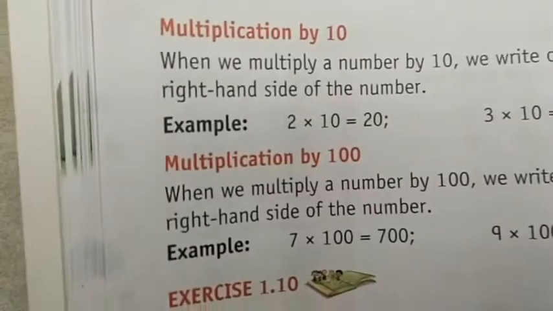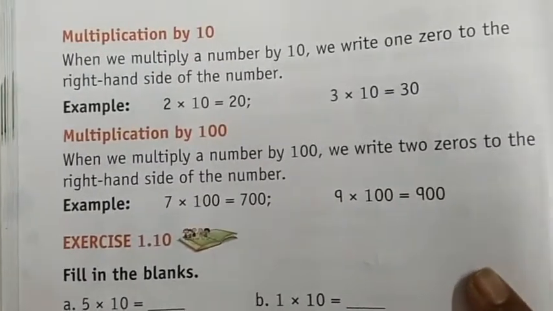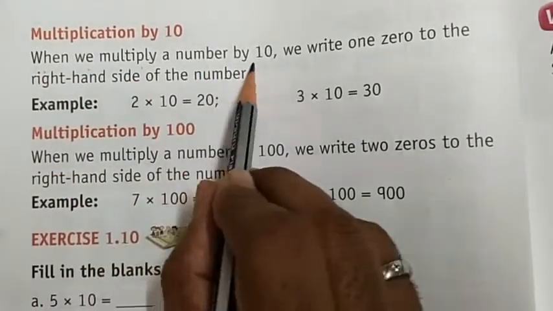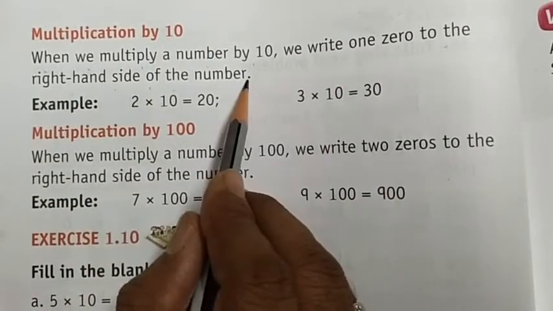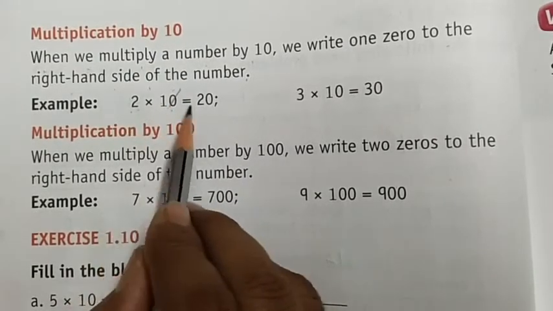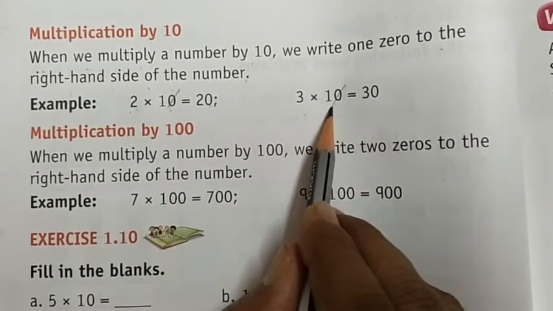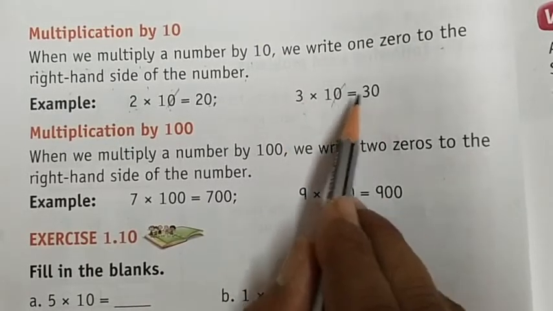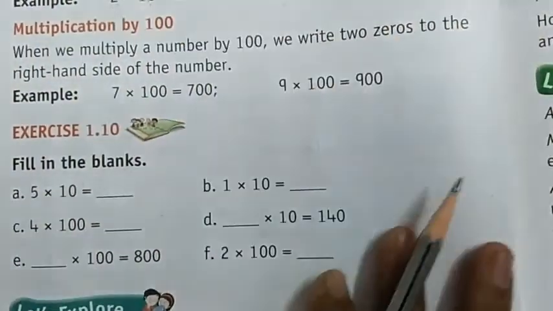Now we have some more examples based on multiplying by 10 and 100. As I told you, when we multiply a number by 10, we write 0 on the right-hand side of the number. For example, 2 is multiplied by 10, so just don't multiply with 0. 2 1s are 2, write down 2 and put a 0 at the right-hand side. That's it. 3 into 10, 3 ones are 3, write 3 and then 0, that's it. So this is the simple way of multiplying with 10, 100, 1000, etc.